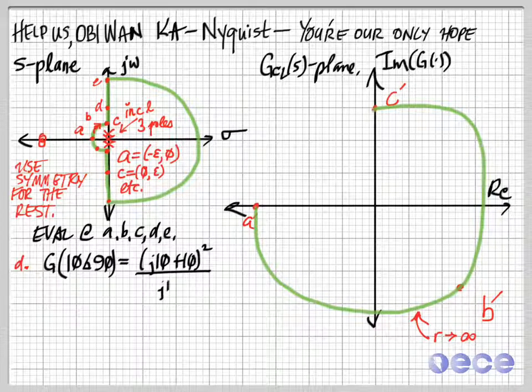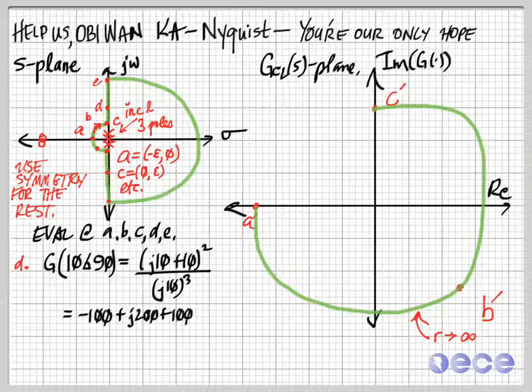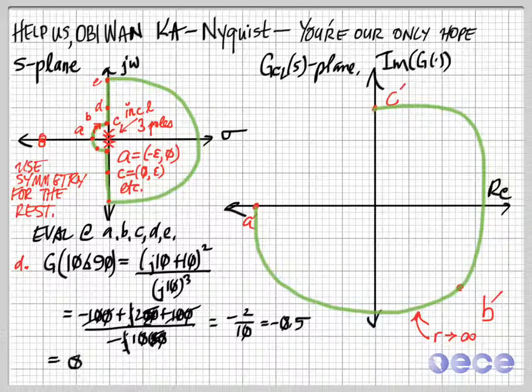So 10 angle 90 is j10, plus 10 squared, divided by j10 cubed. Now we no longer get approximately 10 on the top. We have to actually multiply this out because the magnitude of the imaginary part is approximately equal to the magnitude of the real part. After we work this out, we see that the j's themselves are going to cancel, and we're going to get minus 2 over 10, or minus 0.5. So here we have only a real part in the Nyquist, in the F of s plane. Our result is real, and the angle is minus 180. So this is the point D prime.